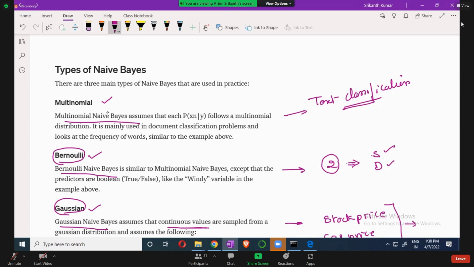What are the different types of problem statements, guys? What are the different types of problem statements we have seen?